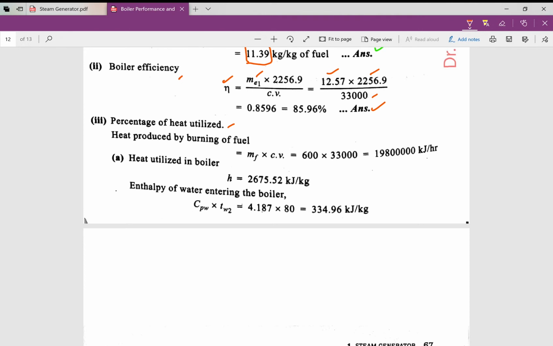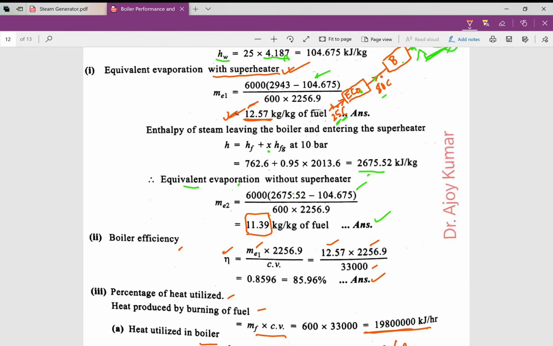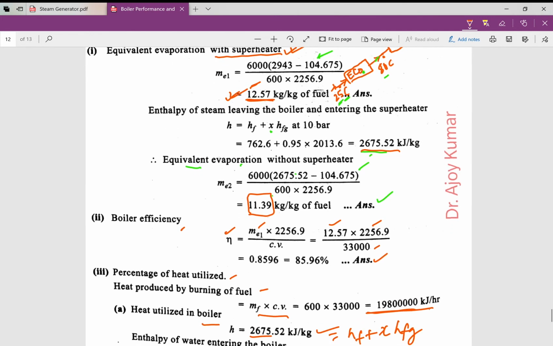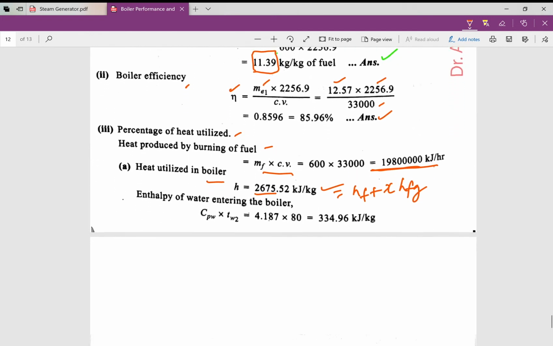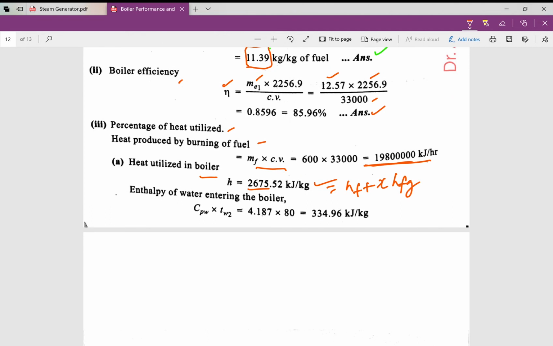First, heat produced by burning of fuel, you know already, MF into CV. So this is the total energy produced by the burning of coal. Now heat utilized in the boiler, we have already calculated, that is HF plus XHFG. We have already calculated this, 2675.52.